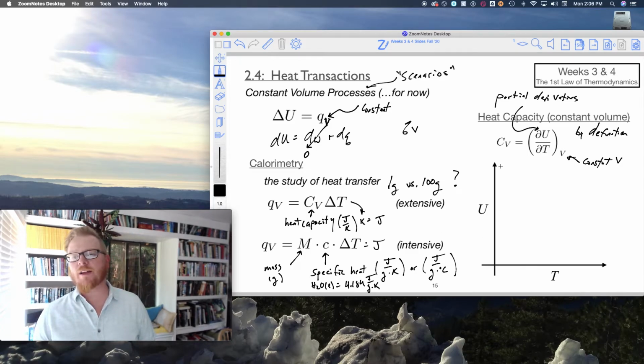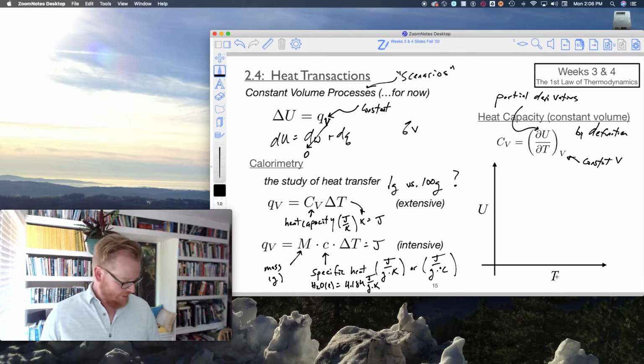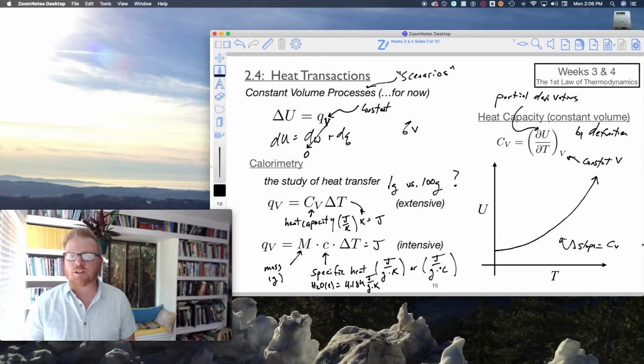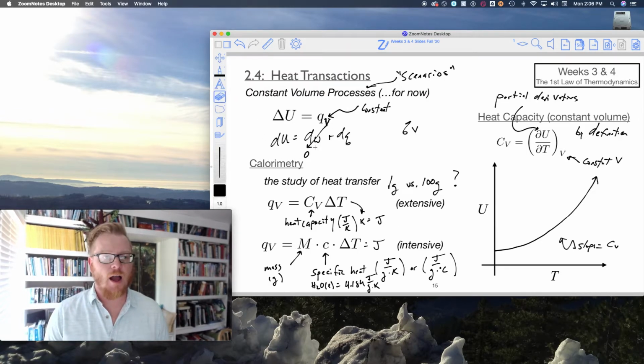So what does this mean? Well, if I have a slope of U versus T, I get a relationship. And for now, I'm just going to draw you a simplified relationship. It looks something like this, okay? So the slope of this line is the heat capacity, okay? Slope equals CV, all right?